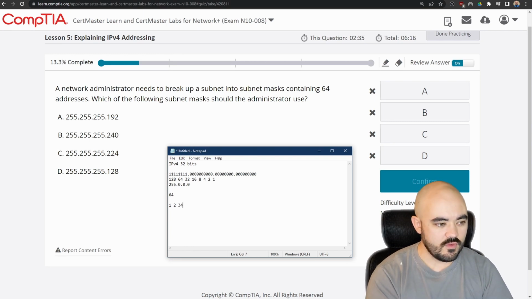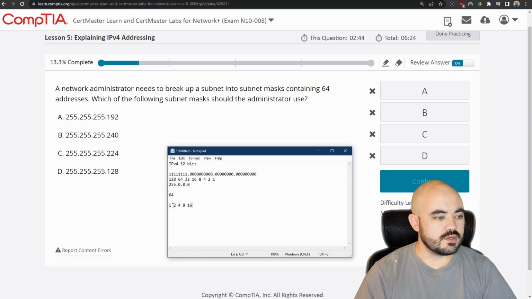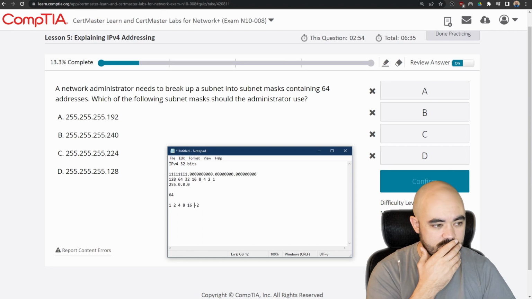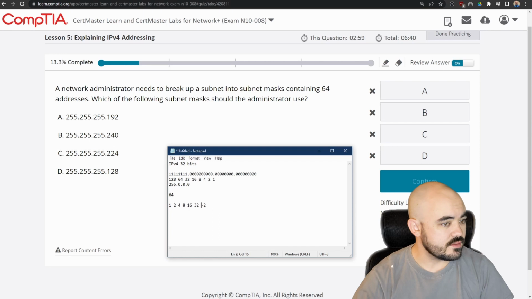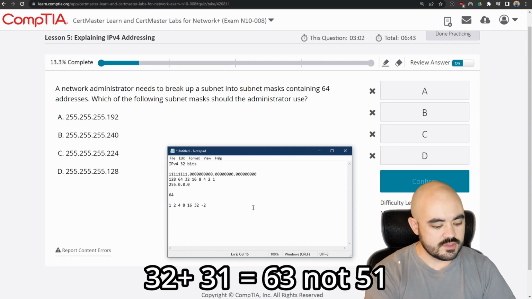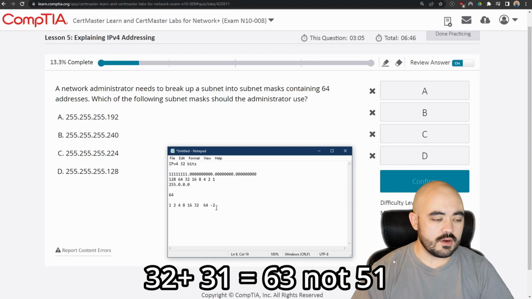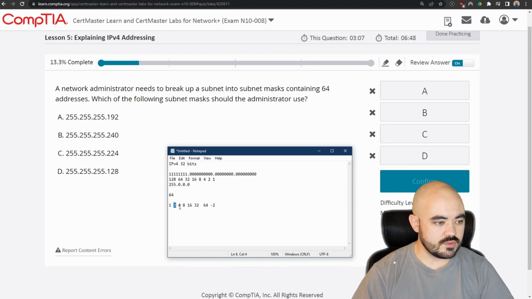Okay? Let's just keep going for the sake of time. I'm going to skip ahead. So this would be 1, 2, 3, 7, 15. This gives us 31, but it's always going to be minus 2 because of that first and last. So 31 is really 29. Now if we add 32 to that, we get 51. Still not enough. So we have to add 64 as well. So we have 1, 2, 3, 4, 5, 6, 7 bits here.